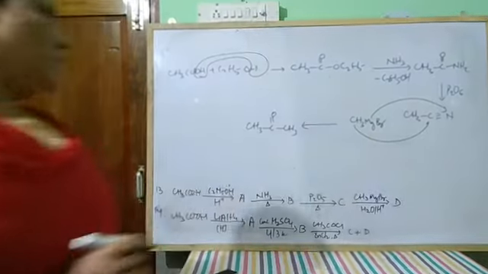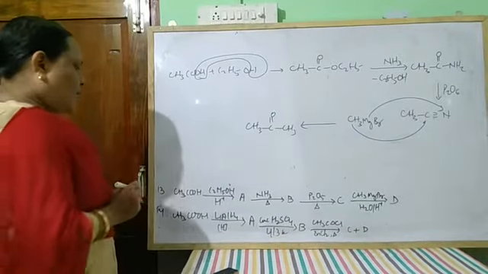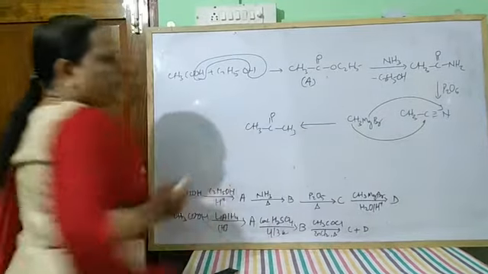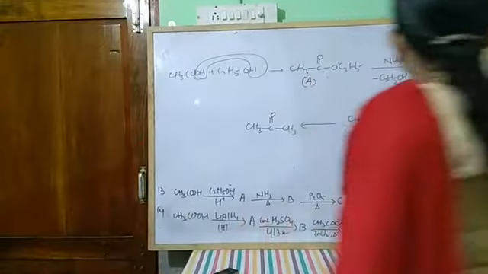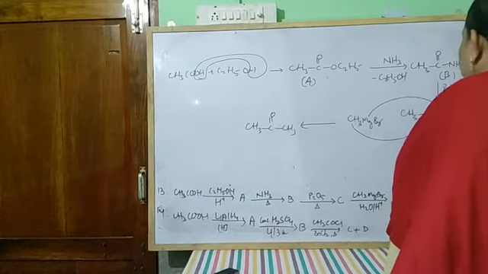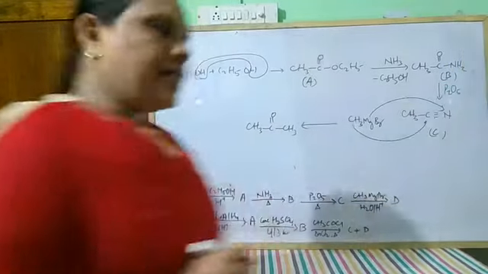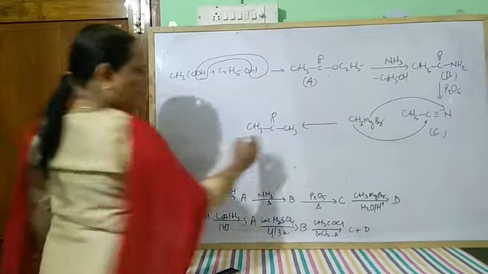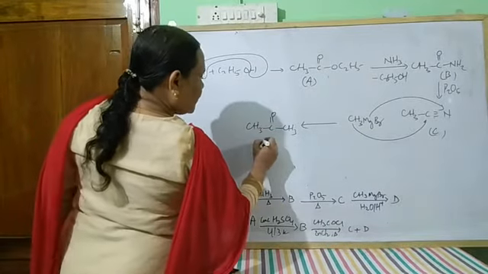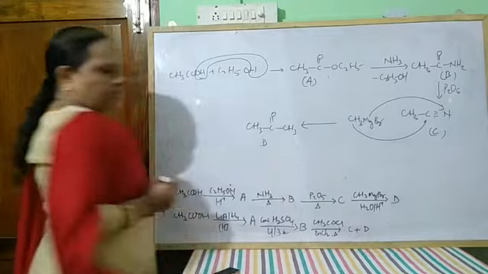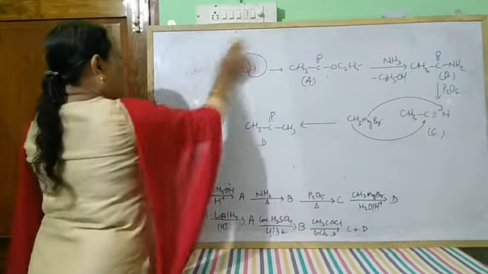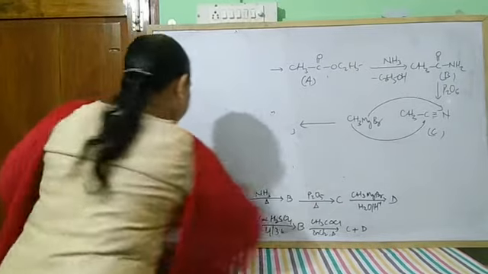Already this reaction you know. Okay, so A is ester, B is amide, C is methyl cyanide, and when methyl cyanide is treated with Grignard's reagent and undergoes hydrolysis, it forms a ketone, that is your acetone. Next, come to next question.